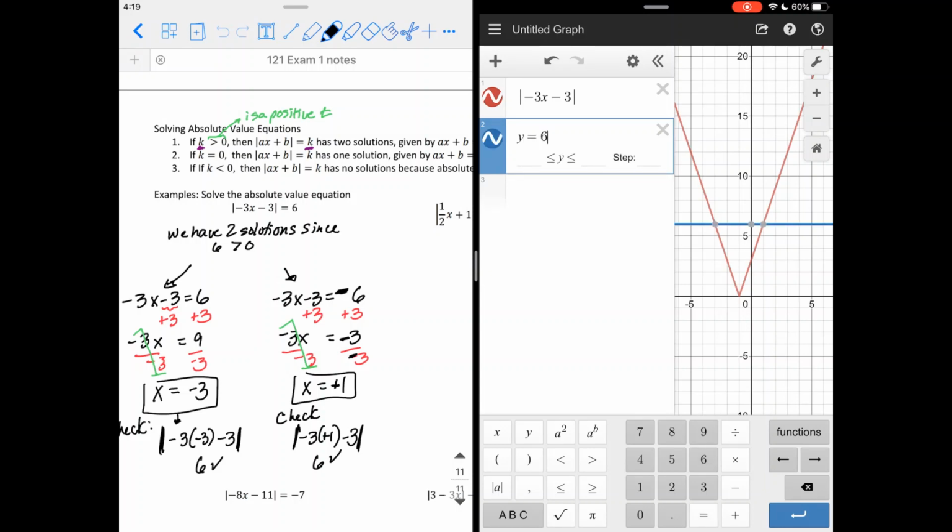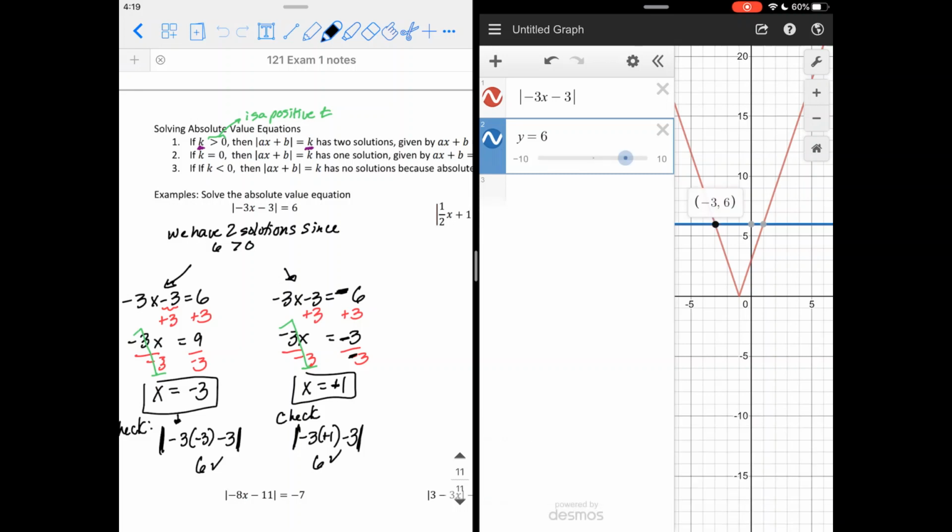The nice thing of entering that equation is that the x value is negative 3, which is this x value right here. And then this other point is 1 comma 6. And so that positive 1 is that answer right there. So we want to know when the absolute value of negative 3x minus 3, which is that v, intersects with the line y equal to 6. And Desmos confirmed our answer.